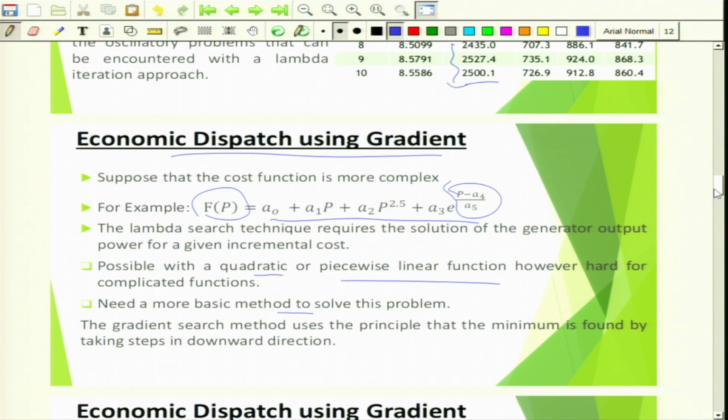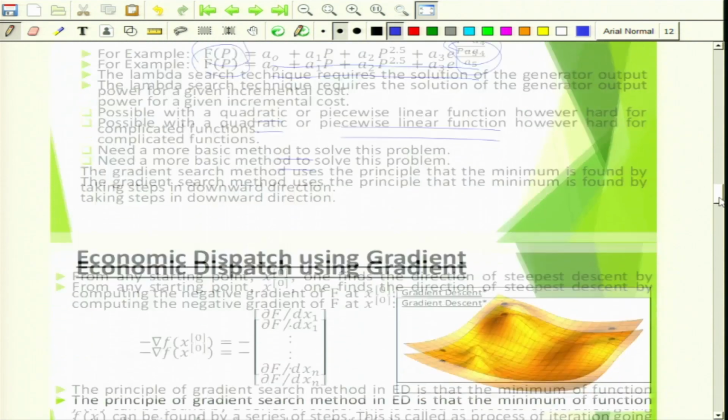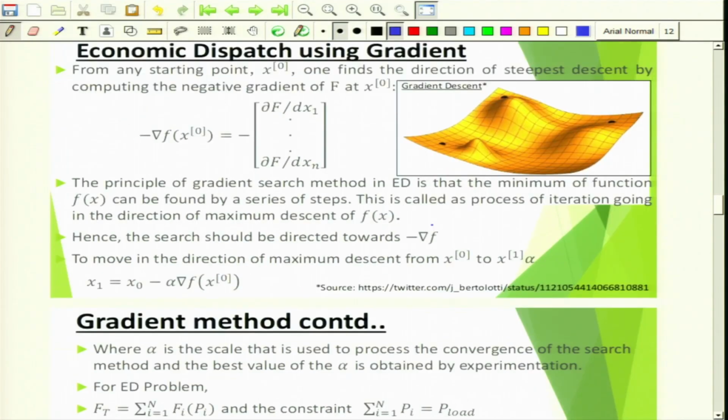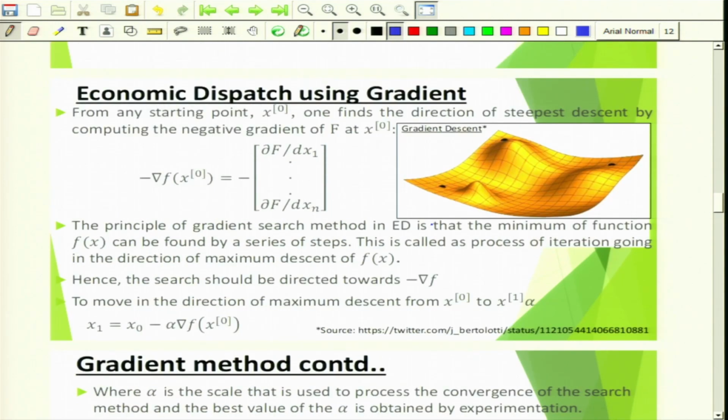The gradient search method is a better approach for this kind of problem. From any starting point, say x of 0, one finds the direction of steepest descent by computing the negative gradient of f at x of 0. Let's say you have 3 generators, that means you have 3 variables p1, p2, p3, and another variable lambda, because in a Lagrangian equation with n generators, n plus 1 is the total number of variables, since one is also lambda.